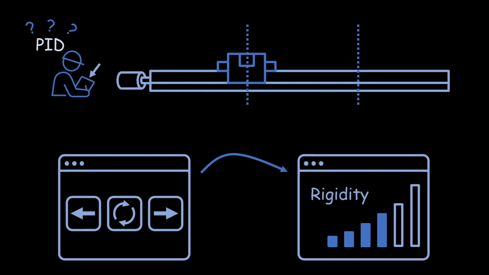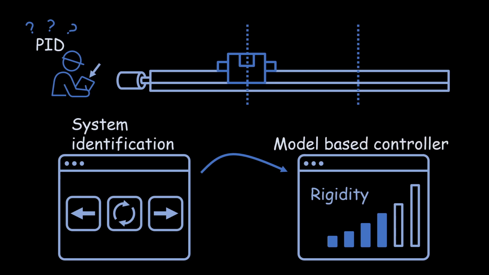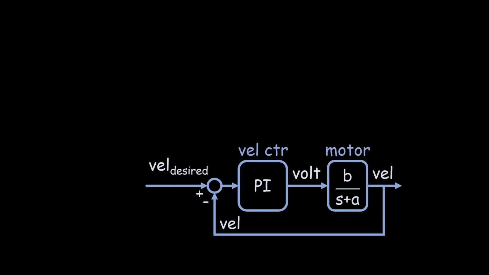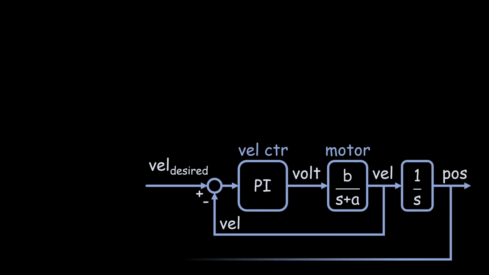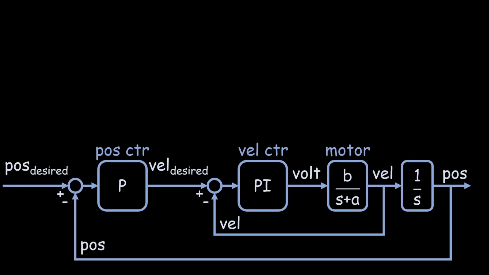Having the motor move back and forth is performing system identification. Setting the rigidity actually means that the motor is controlled by a model-based controller. Today, I will teach you how to use a model-based PID, so that you can control the motor by simply setting the bandwidth. The inner loop uses PI controller to control the speed. The outer loop uses P controller to control the position.